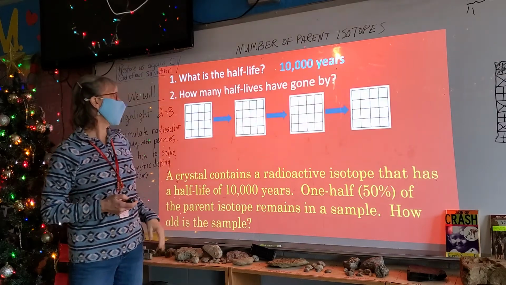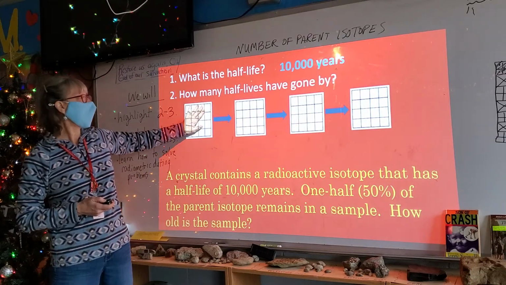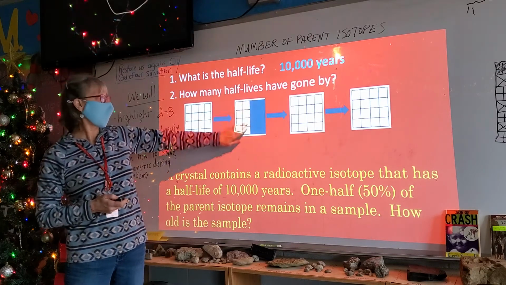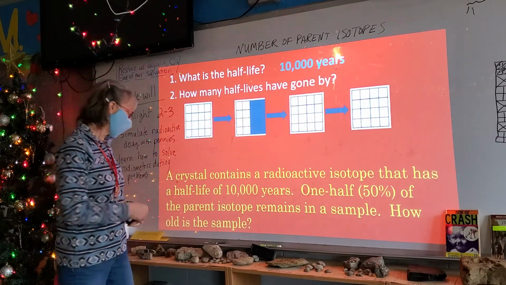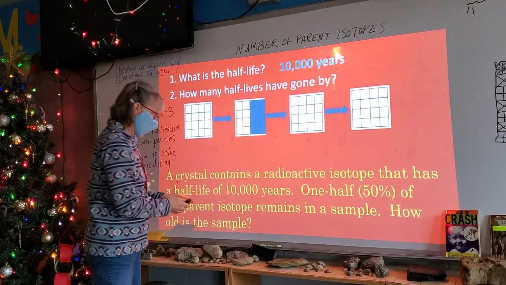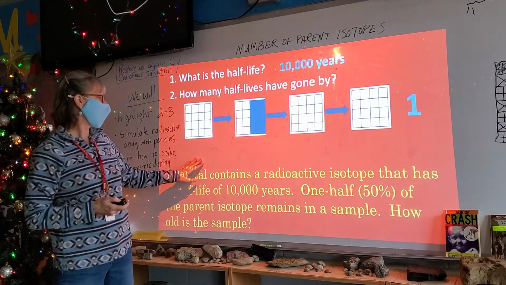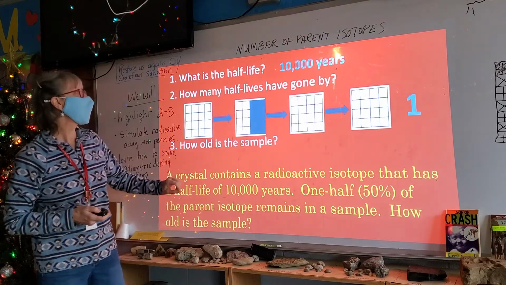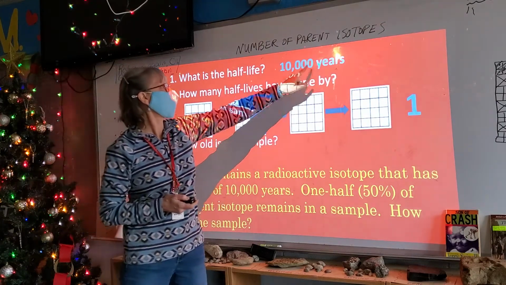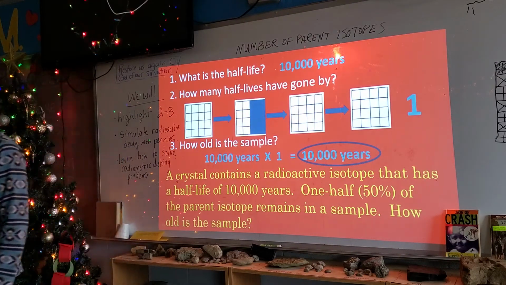To figure out the number of half-lives, we start with our full parent, and then after 1 half-life, half remains. Tell me when to stop. Stop. We've got half left. So take your pencil and draw from here to here. How many half-lives is that? One half-life. Now to figure out how old the rock is, you have to multiply the half-life times the number of half-lives. So we have 10,000 years times 1, and that equals 10,000 years.